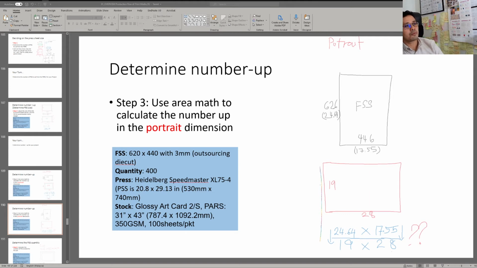So betul. So nanti kena consider that point, takut saya terlepas pandang, yang I did mention about that. Okay? So next we need to determine number of up. Okay? Kita kena tahu number of up. So number of up ni basically calculation dia similarity with the number of out. Tapi kita ambil figure yang berbeza lah.